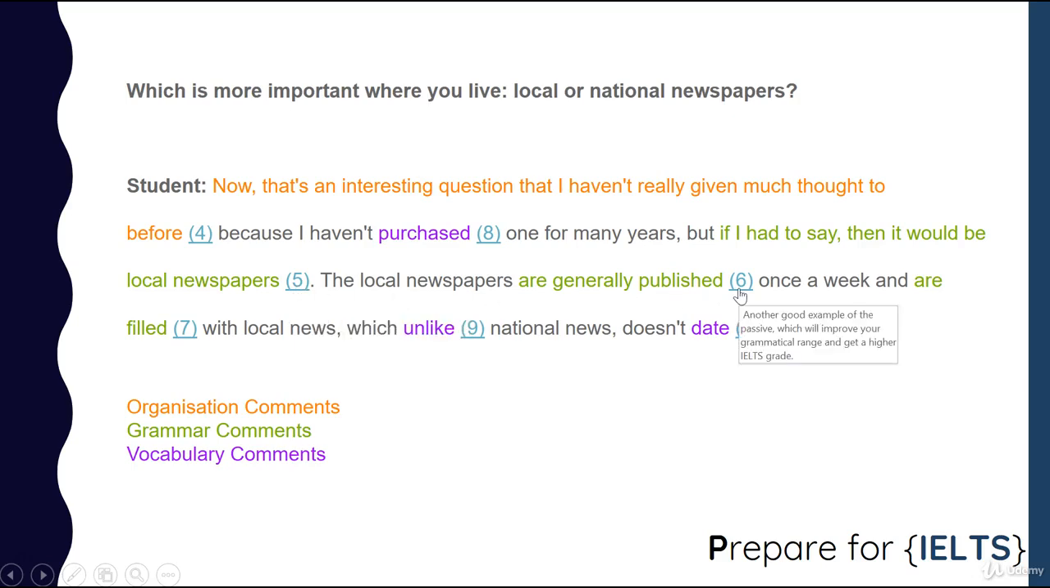Are generally published. This is the passive. You need to be using the passive to impress the examiner. Are filled. Another example of the passive. Unlike means different from. And to date means to become out of date.